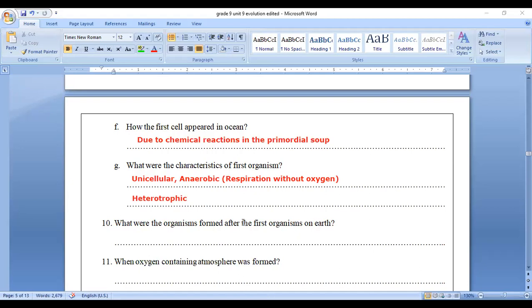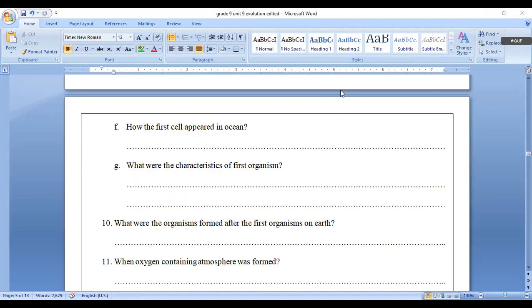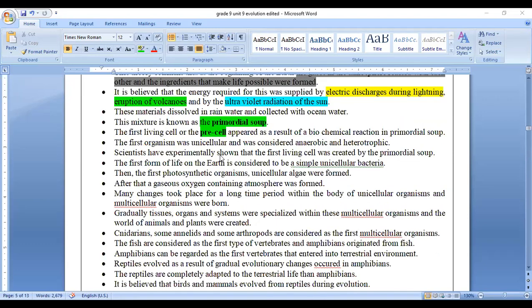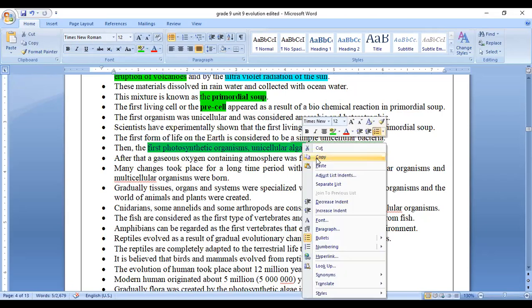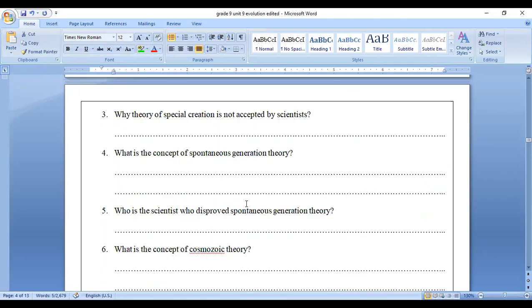Question number 10. What were the organisms formed after the first organism on Earth? After the first form of life, who was formed? Photosynthetic organisms were formed. They were the first algae. Understood? First photosynthetic organisms were formed.